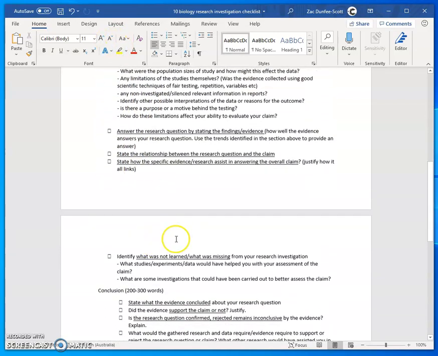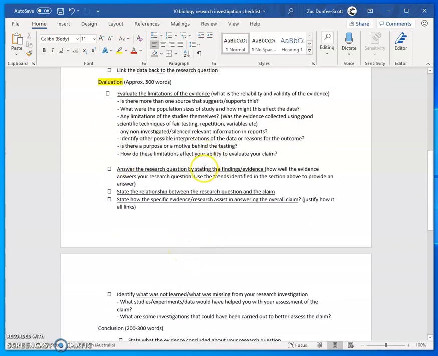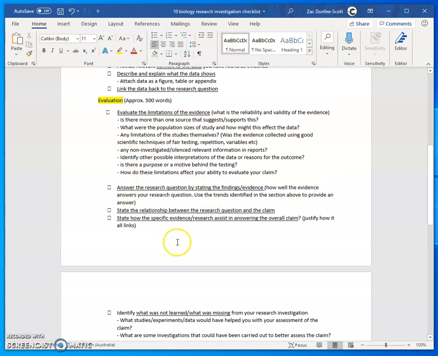And in the last video they made about the evaluation, I broke it down into three main sections for you to make it easier for you guys to think about it. The first section is you're talking about the limitations of the evidence. So the reliability and the validity of the evidence.